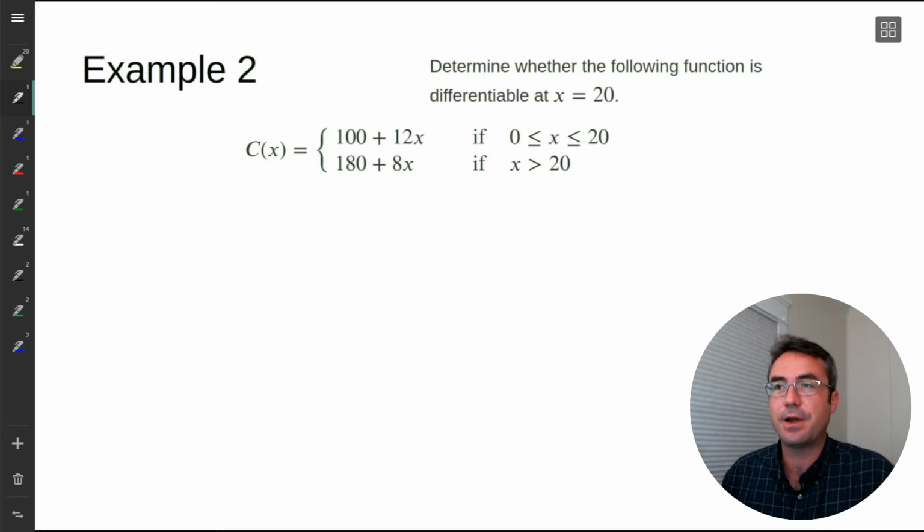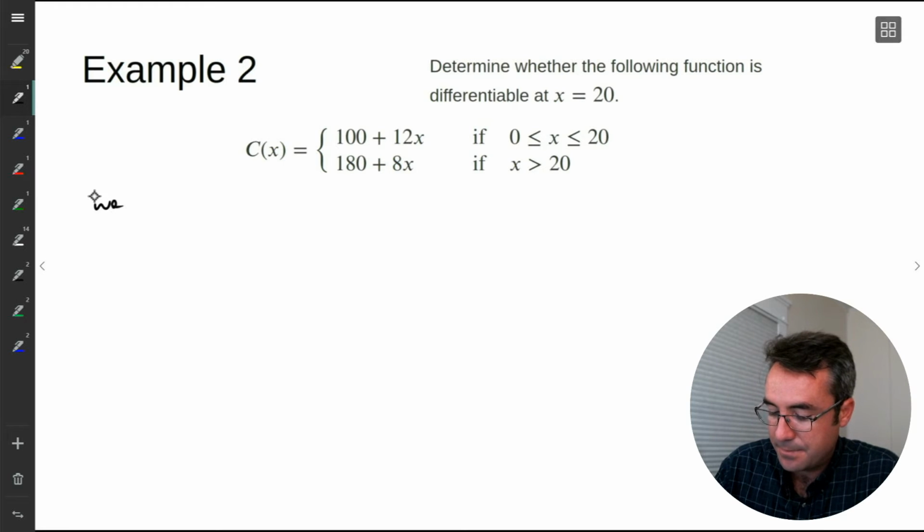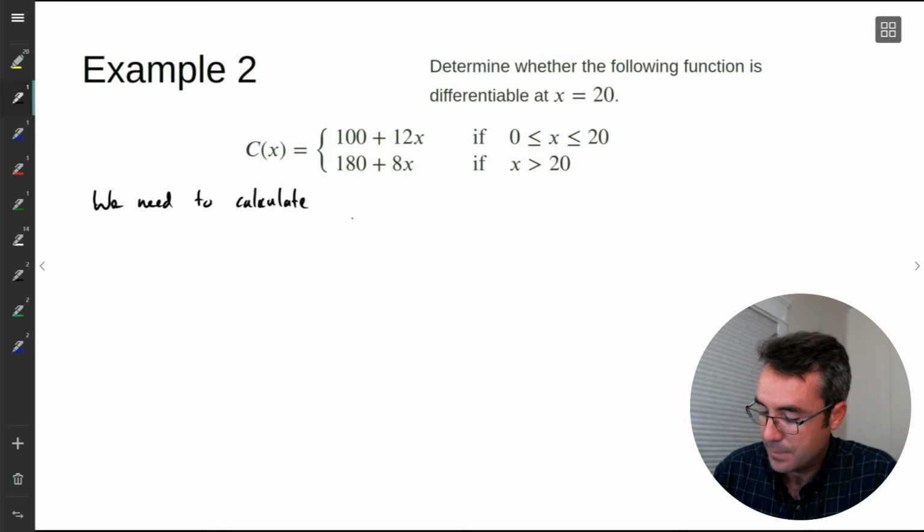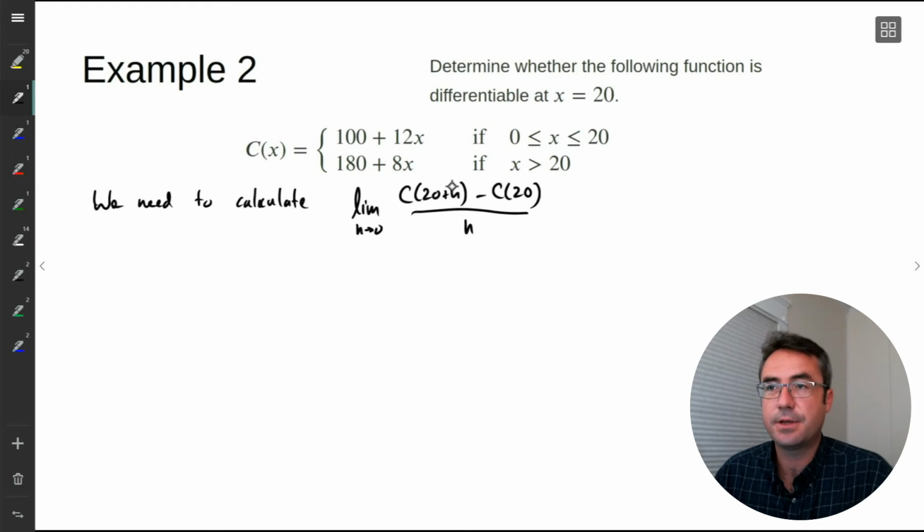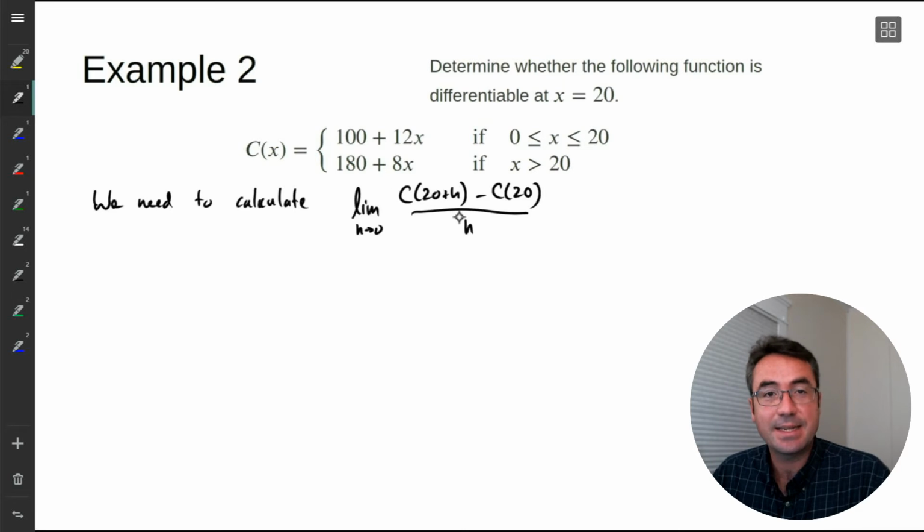And so in order to figure out whether a function is differentiable at a specific x value like this, what that means is we need to calculate that limit, our derivative limit. The limit is h goes to 0 of c of 20 plus h minus c of 20 all over h. We need to calculate this limit. If this limit exists, then yeah, our function's differentiable there. If this limit does not exist, well then it's non-differentiable.